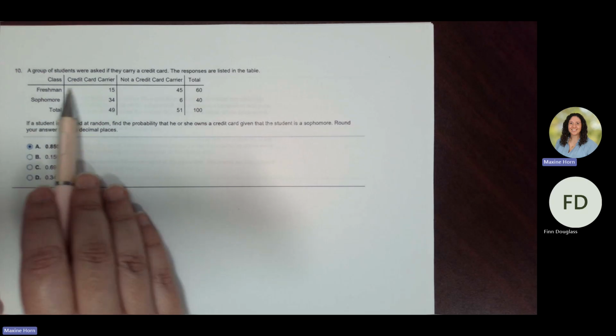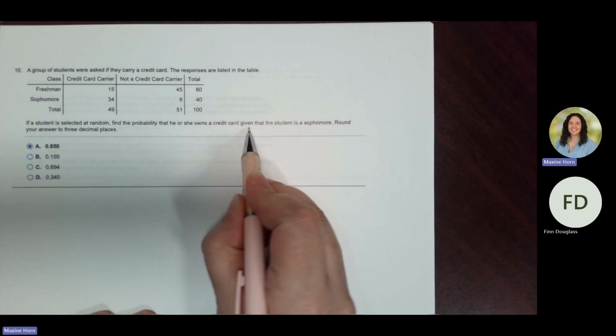Okay, a group of students were asked if they carry a credit card. The responses are listed in the table, and you can see that either you're a credit card carrier, which is this column, or you're not a credit card carrier, that's this column. And then they were broken down into either freshmen or sophomores. And then they've given us the totals, which is nice. So it says if a student is selected at random, find the probability that he or she owns a credit card given that the student is a sophomore. Round your answer to 3 decimal places.